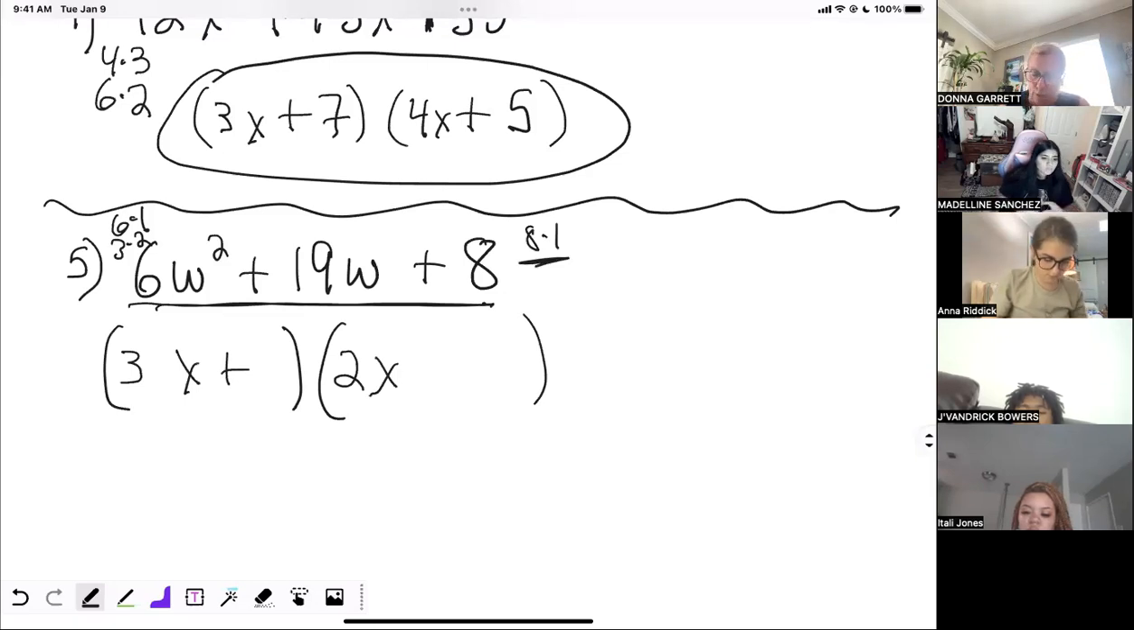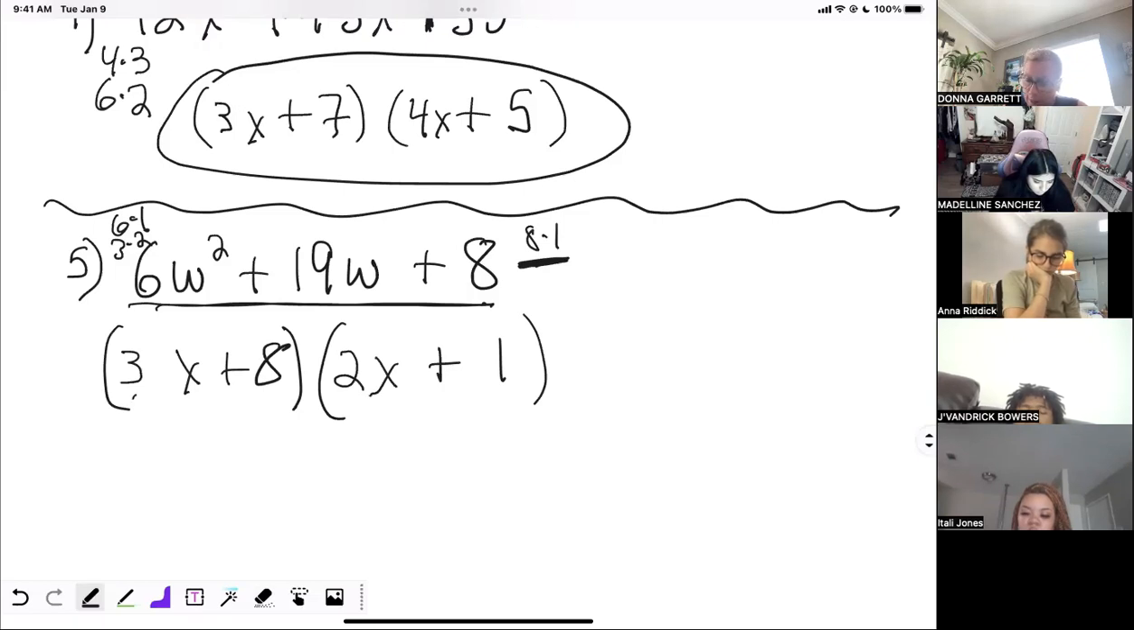Okay, now 8 and 1. 8 and 1 goes in the back, not 3 and 2, or 6 and 1. So 8 cannot go here because it divided by 2. 8's going to go here, and we're going to try 1 here. Okay, so will it work? I don't know. We're going to try. If not, I'm going to try 6 and 1.